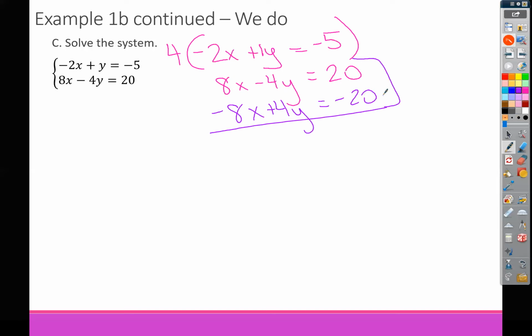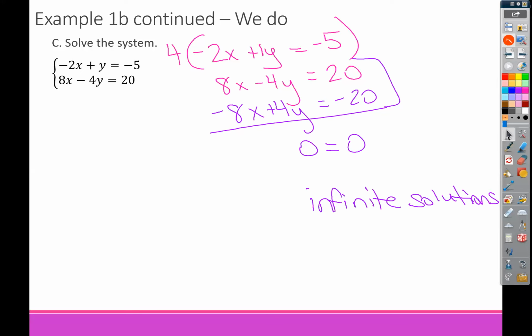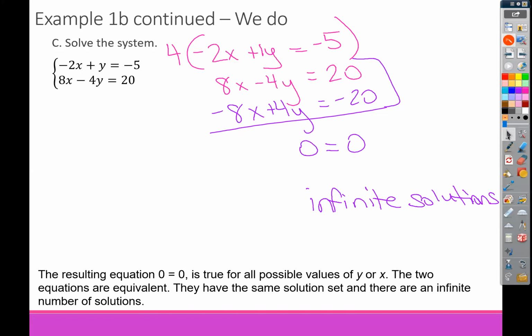So when I add these two equations together, I would get 0 equals 0, which is true. So you have infinite solutions, meaning these two lines are on top of each other. They are dependent lines. They're coinciding, so they have an infinite number of solutions.